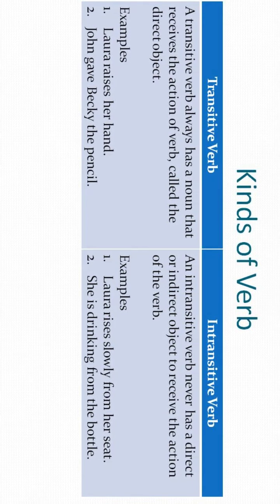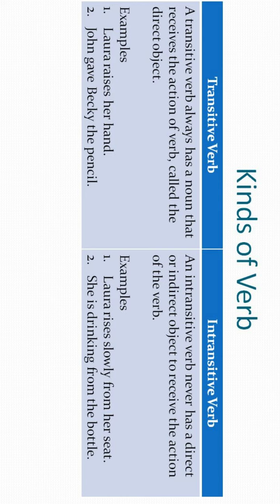As you can see on the screen, the transitive verb always has a noun that receives the action of the verb, called the direct object. Means to check whether a verb is transitive, you check in the sentence if there is any object or noun which receives the action of the subject. Like the subject is performing some action, so the person or the noun that is receiving its action, then the verb is called a transitive verb.